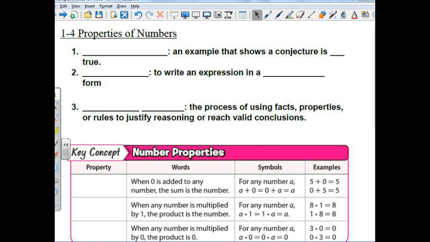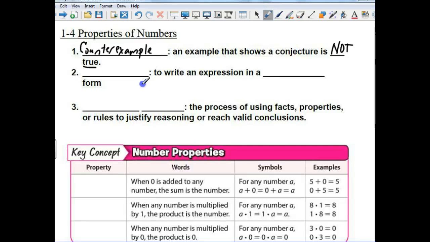Number one says the word that you want to put in there is counterexample. And I need to get my pen ready. I'm not quite prepared. There we go. Counterexample. That's an example that shows a conjecture is not true. So if I said something and you could disprove it, you would give me a counterexample that showed me that something I said was not true. We'll see an example of that in a little bit.